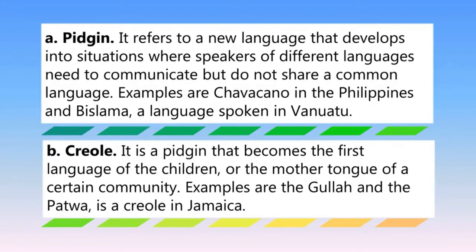So let's have Pidgin. Pidgin refers to a new language that develops in situations where speakers of different languages need to communicate but do not share a common language. Examples are Chavacano in the Philippines and Bislama, a language spoken in Vanuatu. We can consider Pidgin as a social lect because that is created out of the need to communicate in a society. Pidgin doesn't have native speakers.